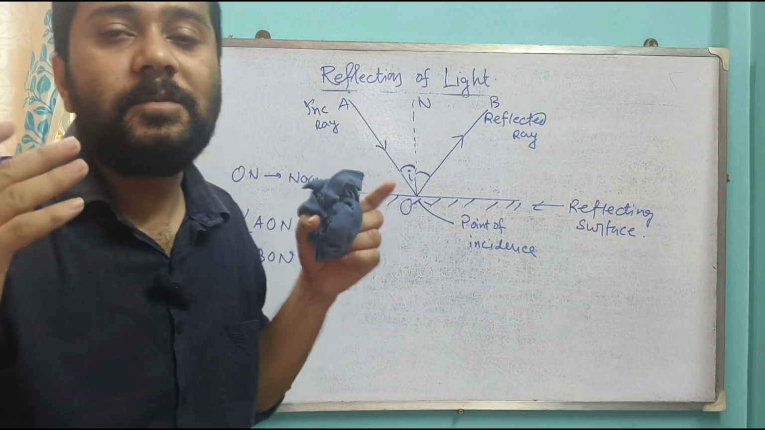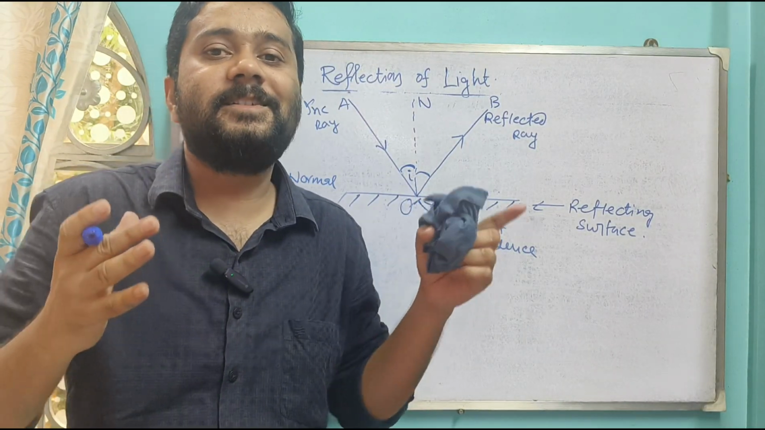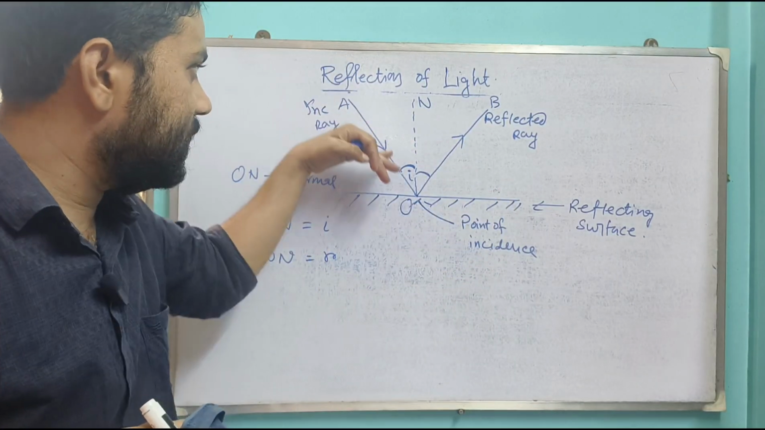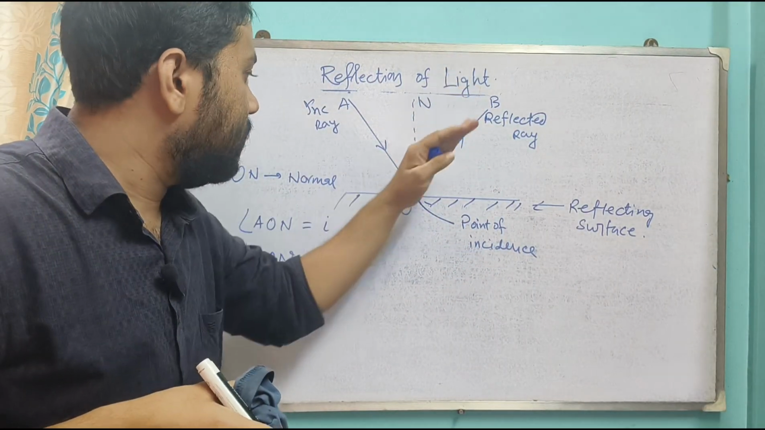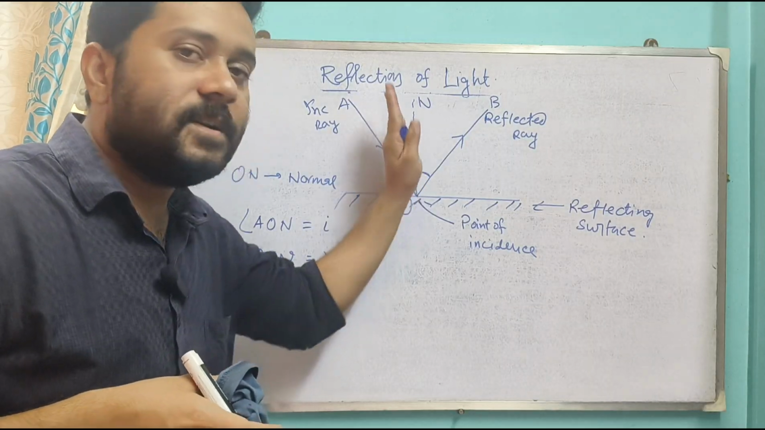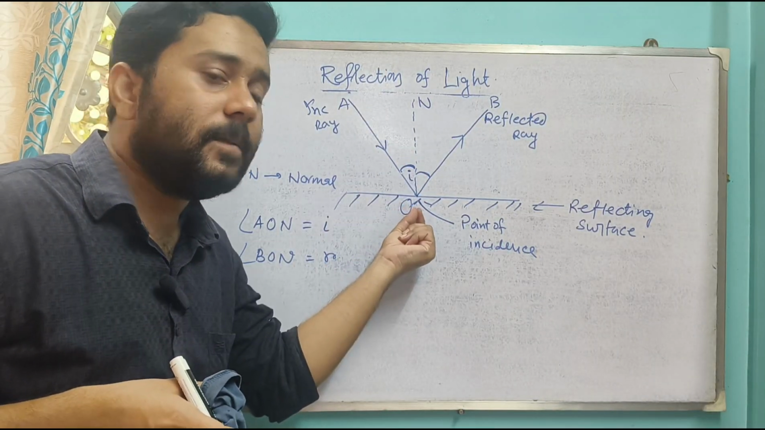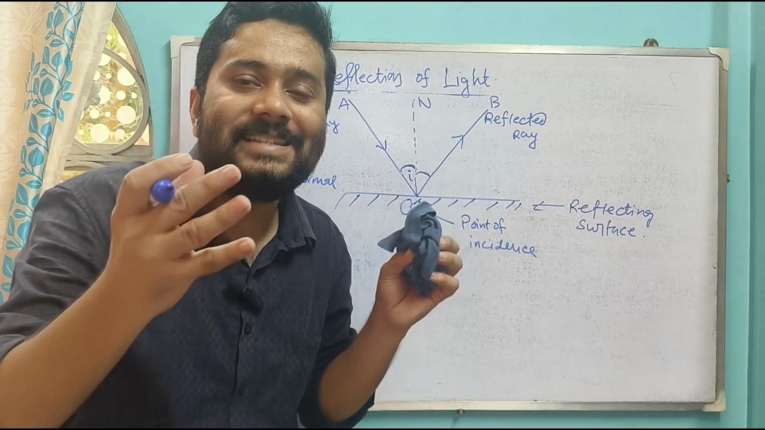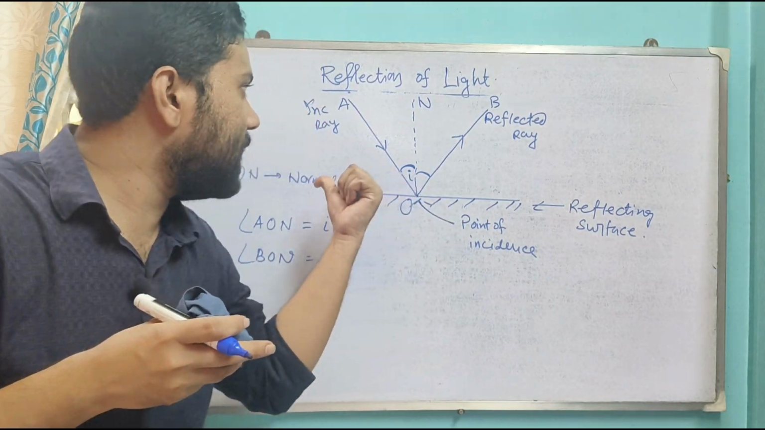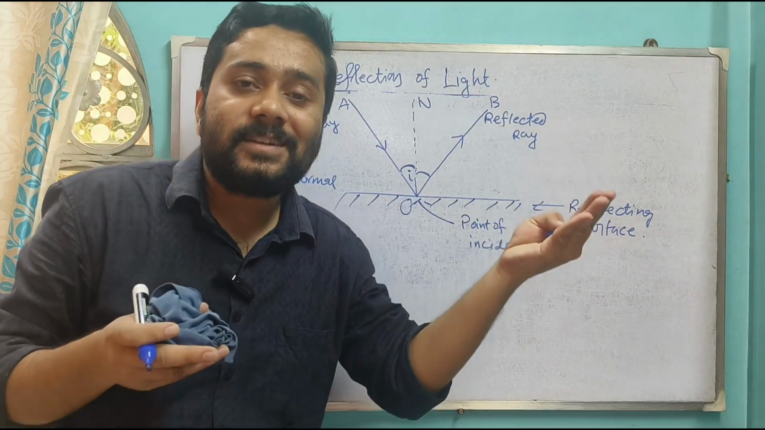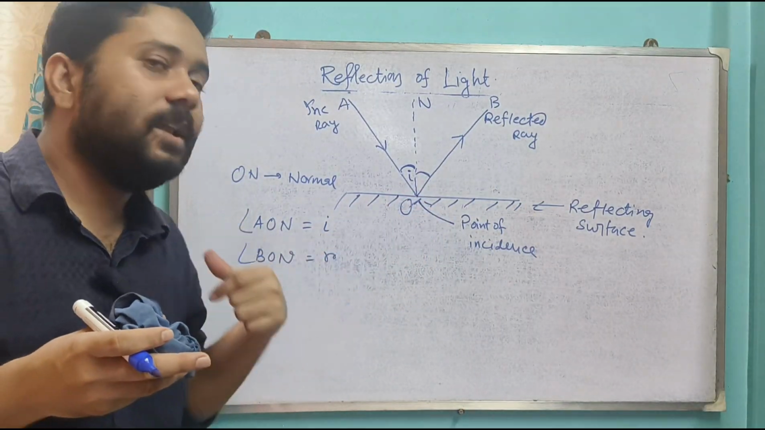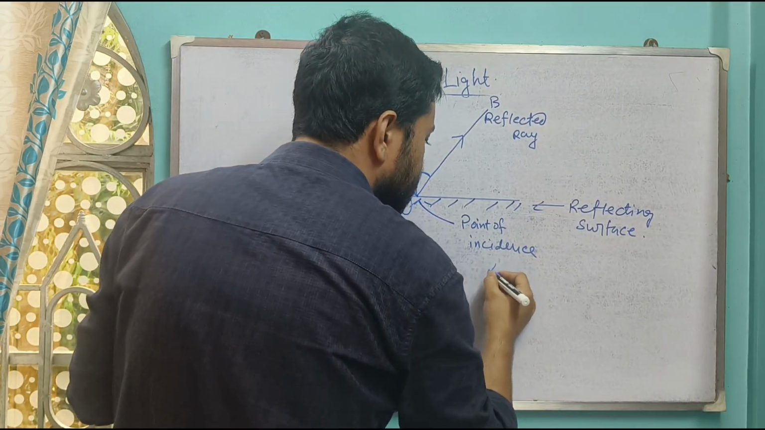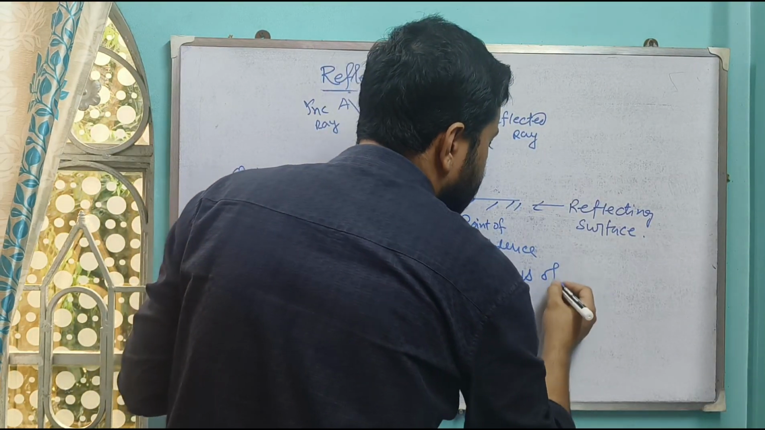So we have revised a few terms related to reflection that we studied in junior classes: the incident ray, the reflected ray, the point of incidence, the normal, which is the imaginary perpendicular line passing through the point of incidence, the angle of incidence represented by I, which is the angle between the normal and the incident ray, and the angle of reflection, which is the angle between the reflected ray and the normal. Now we will revise a few laws of reflection.